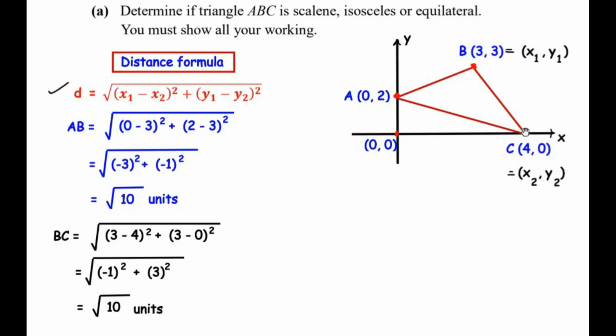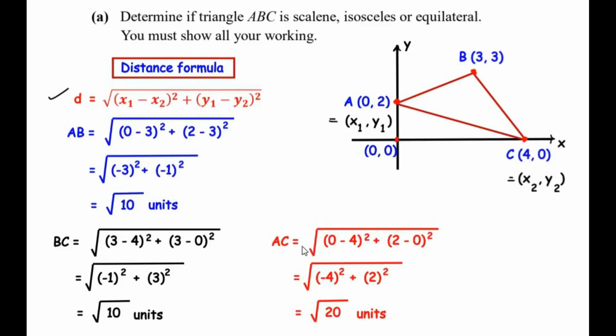Now finally we are going to find out the length of AC using the same distance formula. So let me write here. So here for AC, x1 and y1 I have considered the coordinates of A and x2 and y2 it is the coordinate of C.